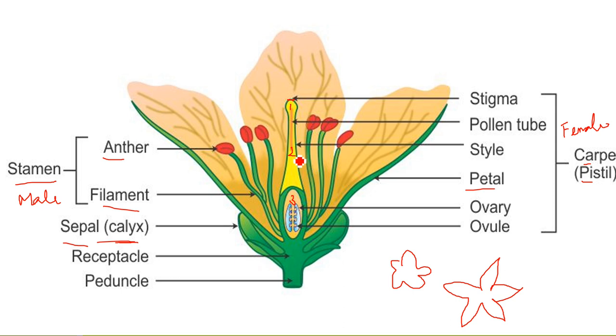So here the second part is style, and that style works as a passage for pollen grain or male gamete to move to the female gamete. Once the pollen grain comes, it will move through the style and come towards the ovary. Here ovary is a bulge-like structure. It's at the bottom of the carpel or pistil. It's the swollen part. It has small egg-like structures called ovules, and these ovules have the female gamete.